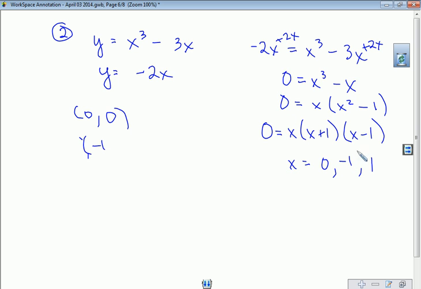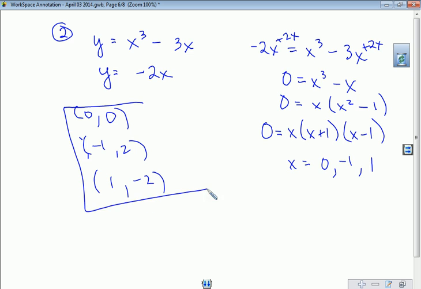If I plug in -1 into this one, what do I get out? 2. If I plug -1 into this one, I get out -1 plus 3, which is 2. Another solution. So if I plug in 1, I get out -2. If I plug in 1, I get out -2. So we do have 3 solutions, which means if I graphed it, this would intersect in 1, 2, 3 points.